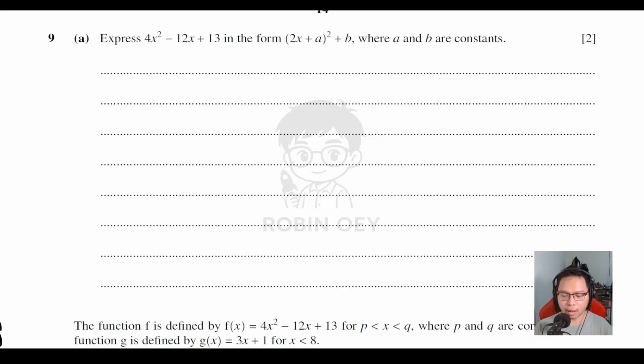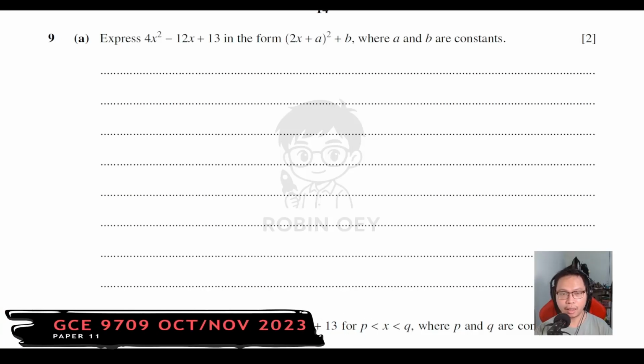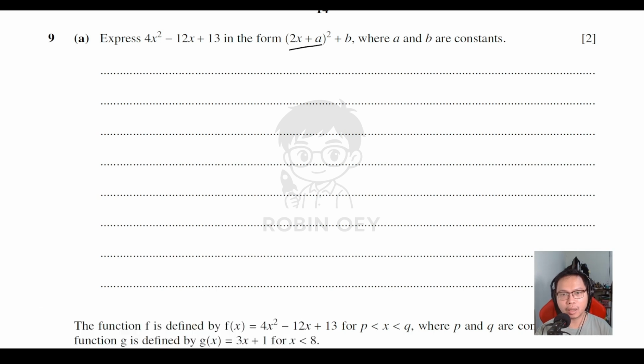Okay, 9a. Express 4x squared minus 12x plus 13 in the form (2x + a) squared plus b, where a and b are constants. Okay, so first of all, we need to open this part. That is the fastest way for me. So you open this first.